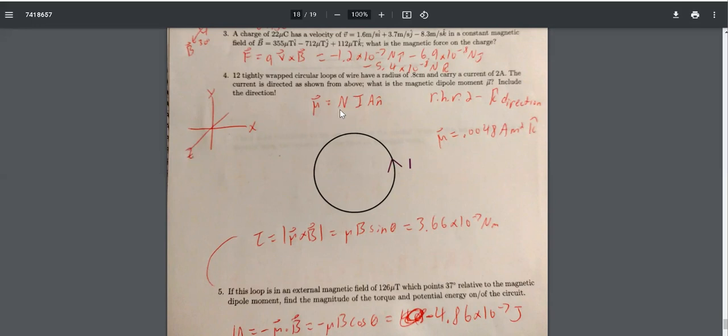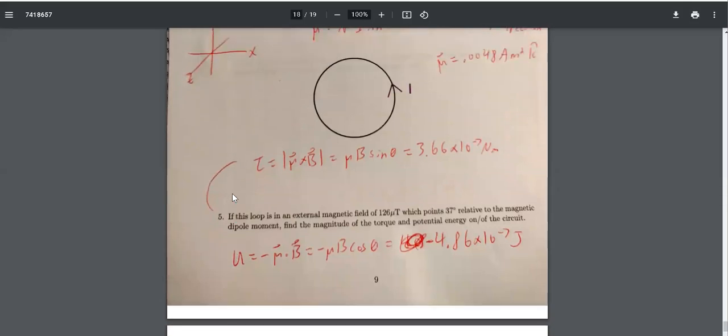And it has a value of the number of loops times the current times the area. So it's a circle, we have the radius, we can find the area. There are 12 loops and we were given the current. So we just multiply those things together. And our magnetic dipole moment is this number. Remember, it's measured in amps times meters squared. And it's in the positive z or the k hat direction.